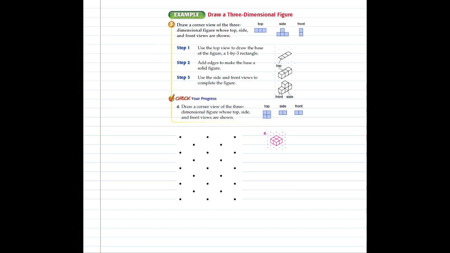Draw a three-dimensional figure. Use the top view to draw the base of the figure, a 1x3 rectangle. Add edges to make the base a solid figure. Use the side and front views to complete the figure. Draw a corner view of the three-dimensional figure whose top, side, and front view are shown. I've got it done here in example D.